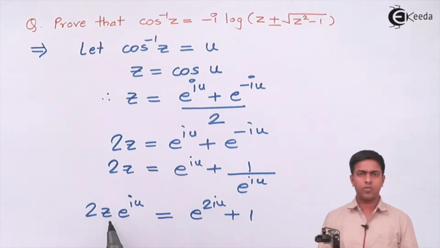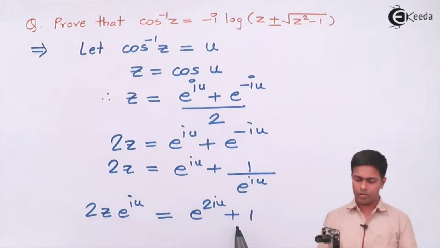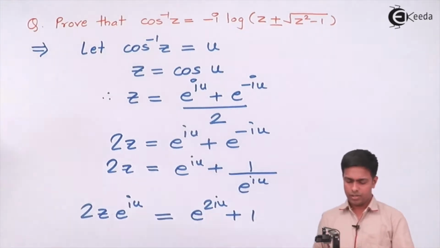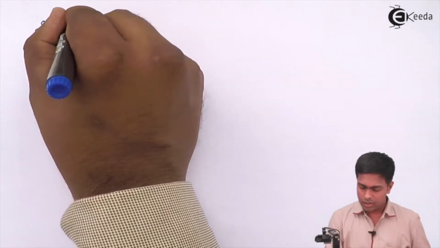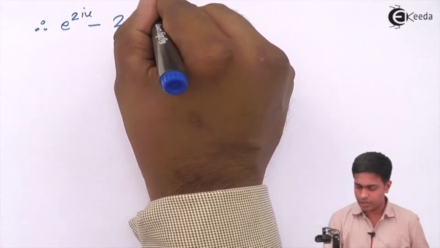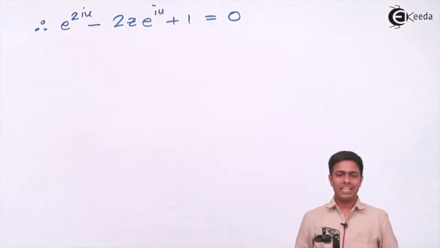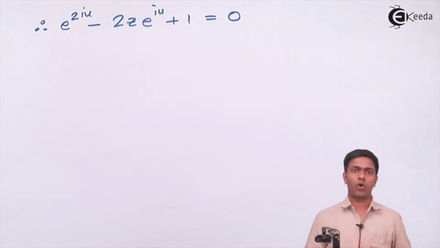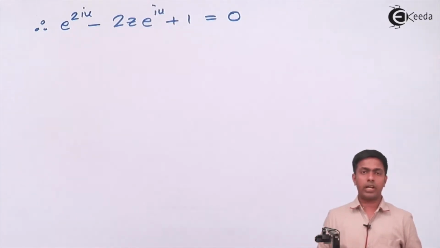Now let's take this value on the right hand side. So that will become negative 2z e to the power iu and we'll get 0 here. So I'll rewrite this term as, therefore e to the power 2iu minus 2z e to the power iu plus 1 equal to 0. Now guys, this has become the quadratic equation in e to the power iu. So we can find out its root.